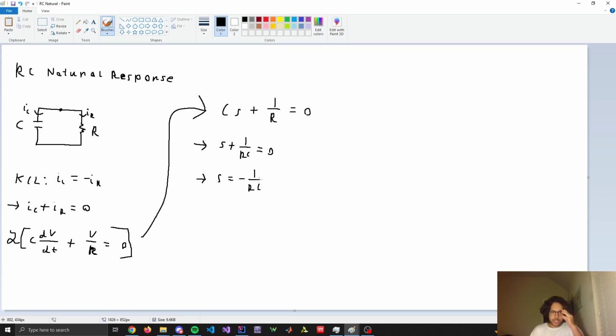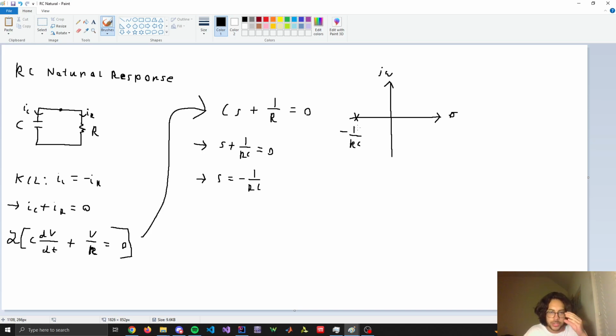So what this means is s, remember, is a complex number, but in this case, we don't have an imaginary part. We only have a real part. So in the complex plane, where the real part is sigma and the imaginary part is j omega, this letter s is located somewhere over here on the left side of the complex plane, but also only on the real line. Well, this location is called the pole of the circuit.